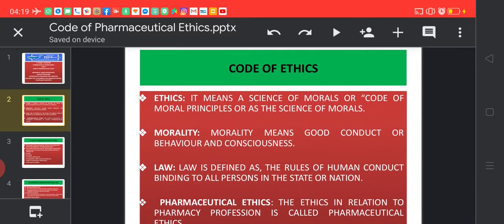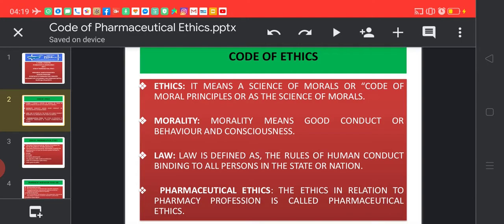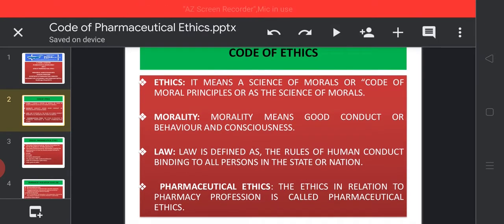Law. Everybody knows about law and order. Since we are pharmacists, we always have to deal with human care, health care. So here we are with the law, the rules of human conduct binds to all persons, whether in the state or in a nation.